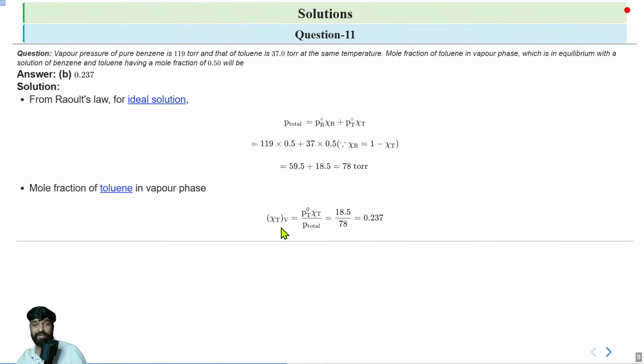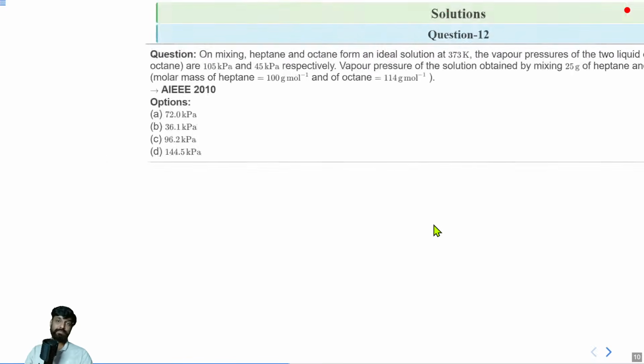Got it? So from that we can rearrange it and write chi T of V, which is the mole fraction of toluene in the vapor phase, is equal to P naught T, the pure pressure of the pure solvent toluene, multiplied with the mole fraction of toluene in the liquid phase divided by the total pressure. Total pressure is 78. Partial pressure from toluene is 18.5. See, we have calculated it here, and if you divide it, you will get 0.237.